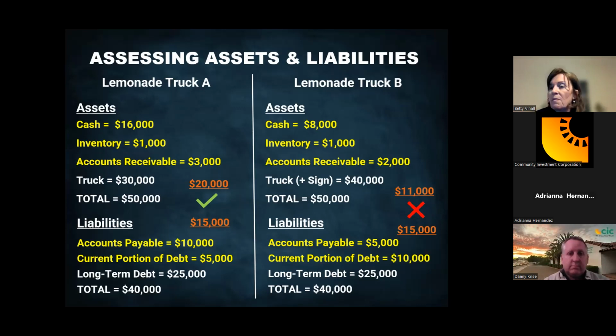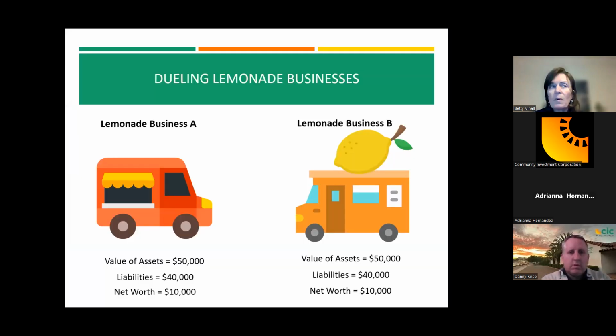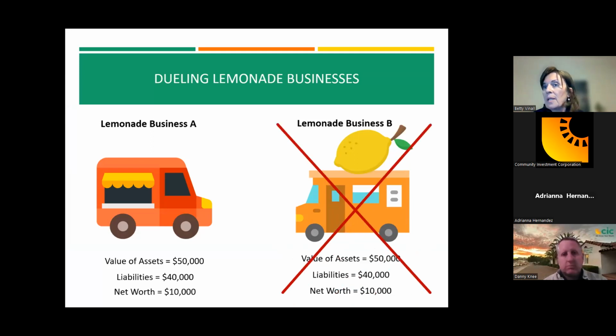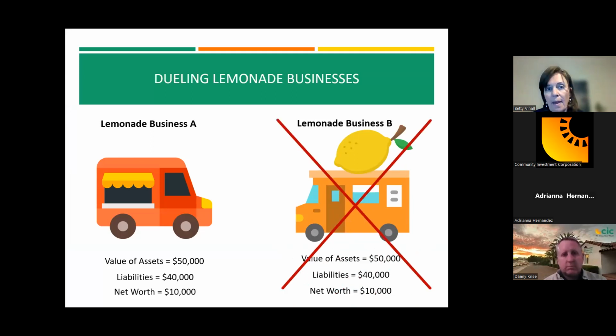So you can see we're saying Lemonade Truck A is in better shape than Lemonade Truck B. So does anybody have any questions there? Okay. So here we are, we've got our same dueling lemonade businesses, just a reminder of how much they look alike, but we've seen by digging down into their balance sheet that they actually are not the same. Lemonade Truck A is financially better off than Lemonade Truck B.